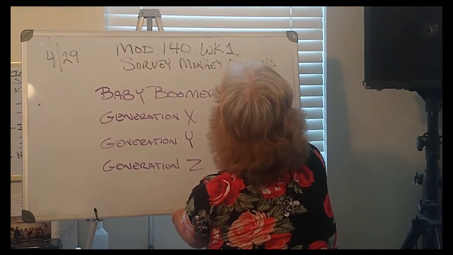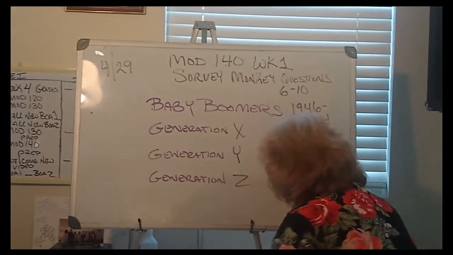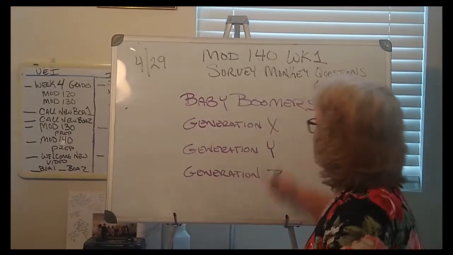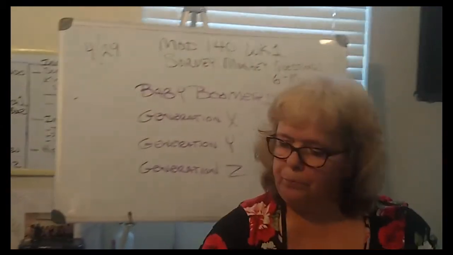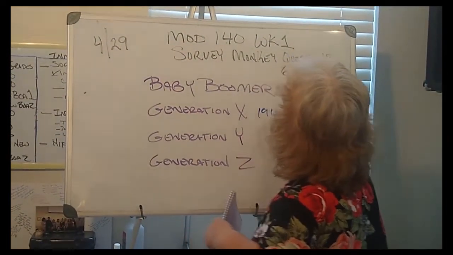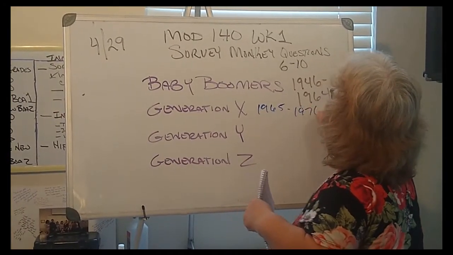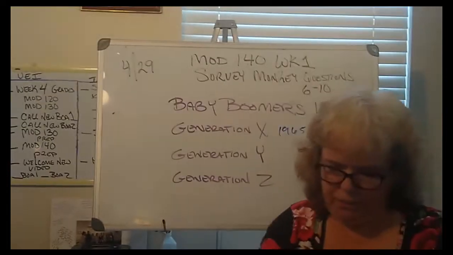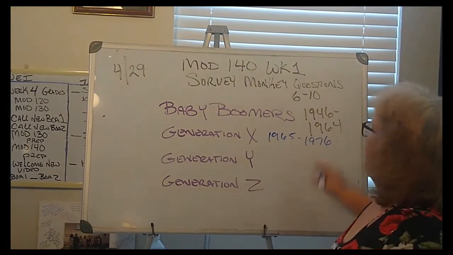1946 through 1964. I happen to be at the tail end of that one. Generation X are those born between 1965. Oh, there we go. That's the pen that works. And 1976. So Generation X, 1965 through 1976.